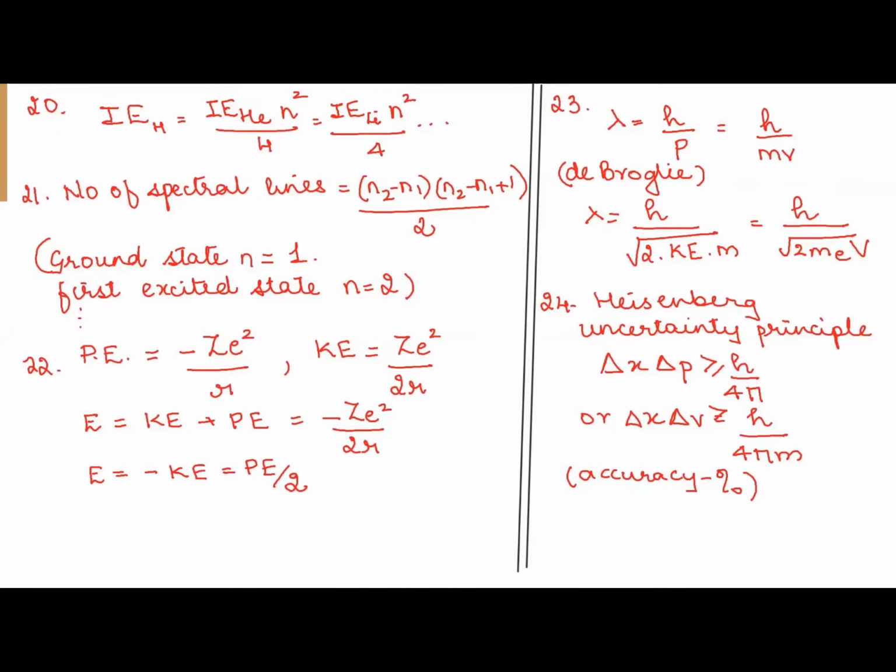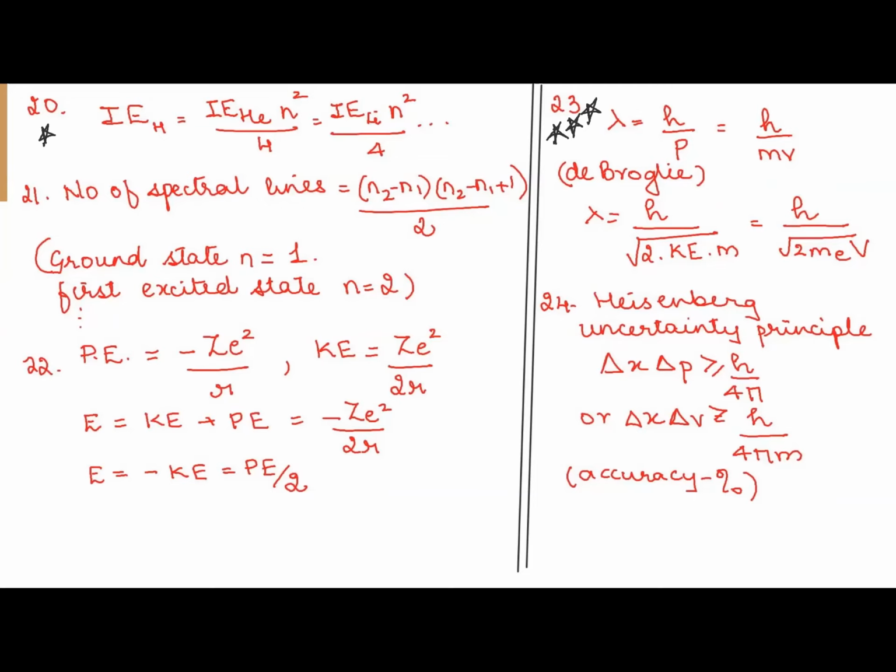Coming to this next formula here, according to me, it's more physics. It's not very important. But still, if you already remember it, then it's very good. Potential energy is minus Ze square by r. Kinetic energy is Ze square by 2r. And you can add them, or you can find out the relation between them. I forgot to mark, okay, this is important, and this is very important.